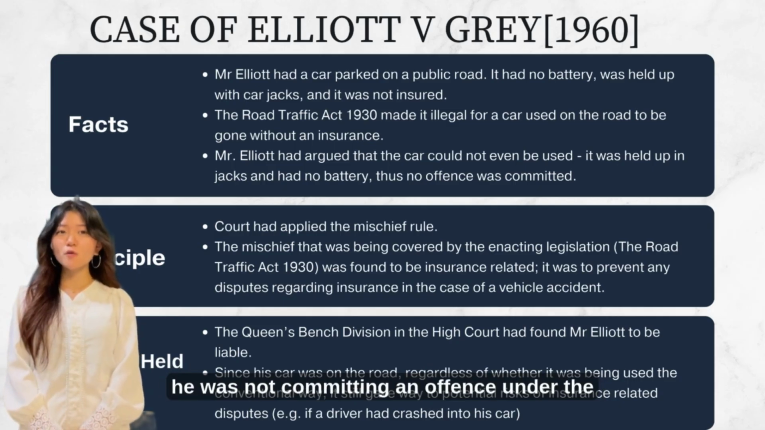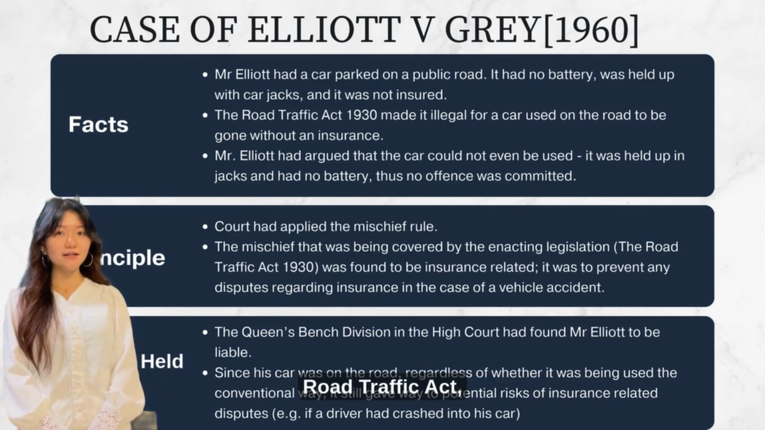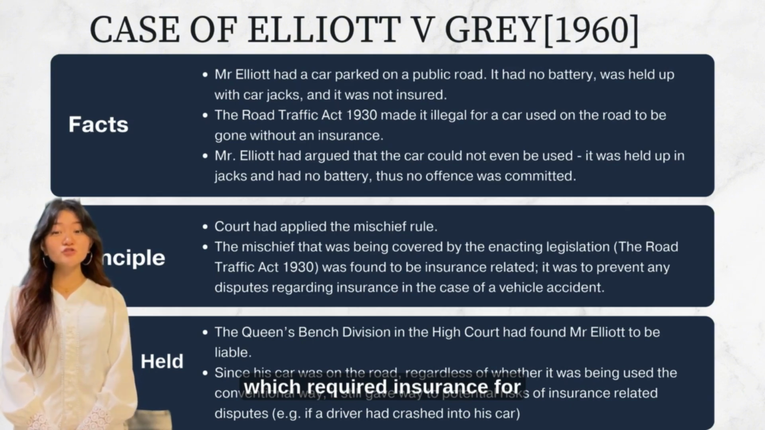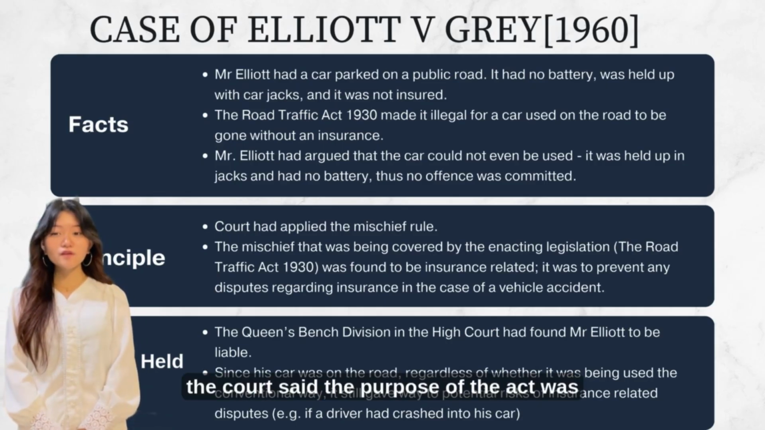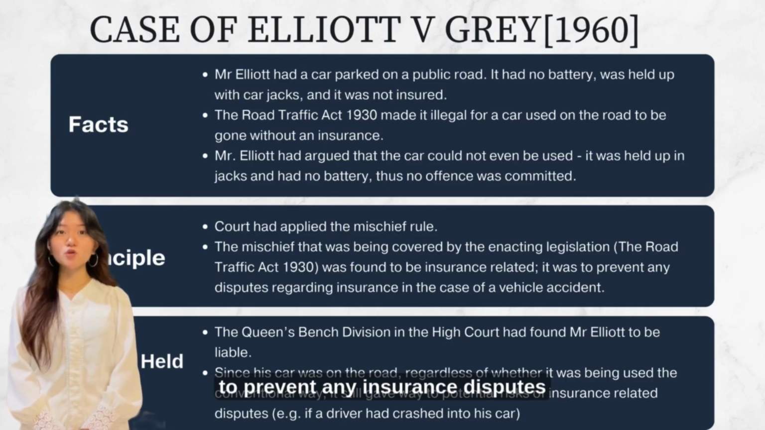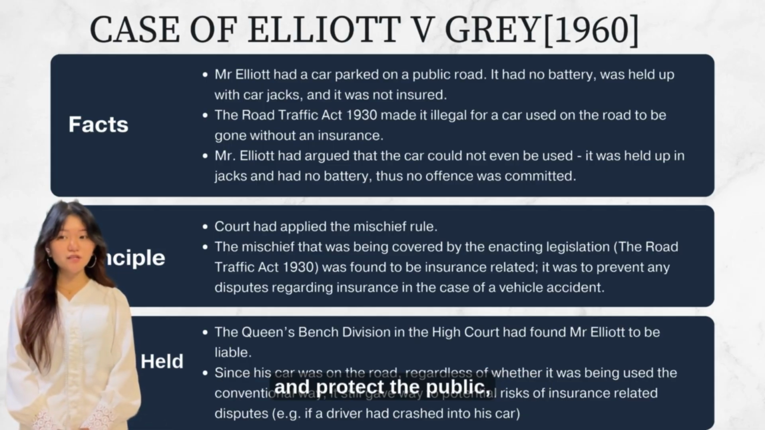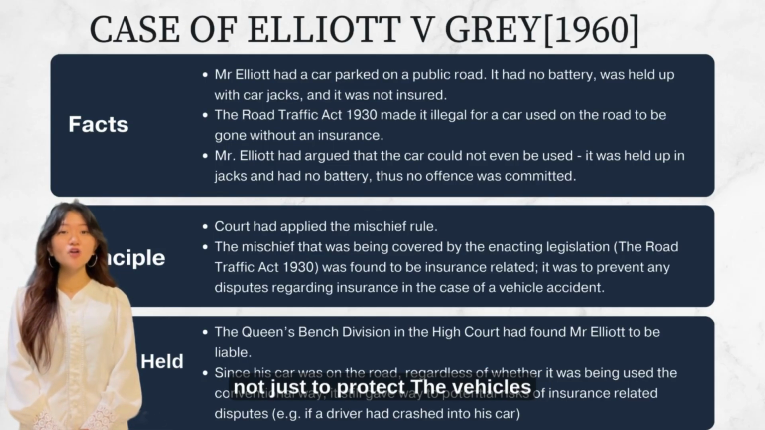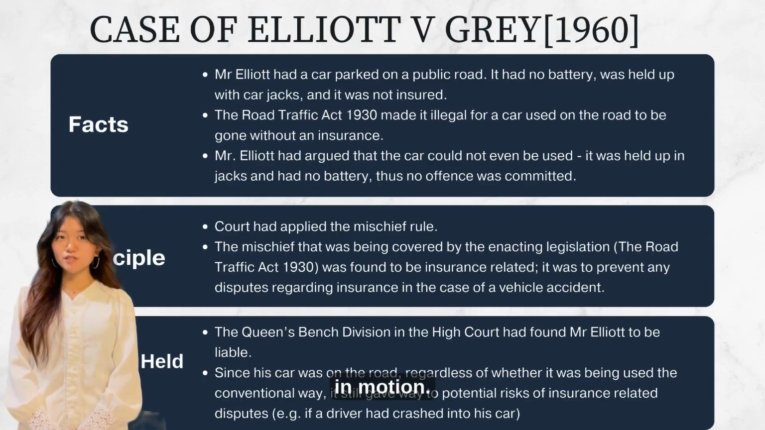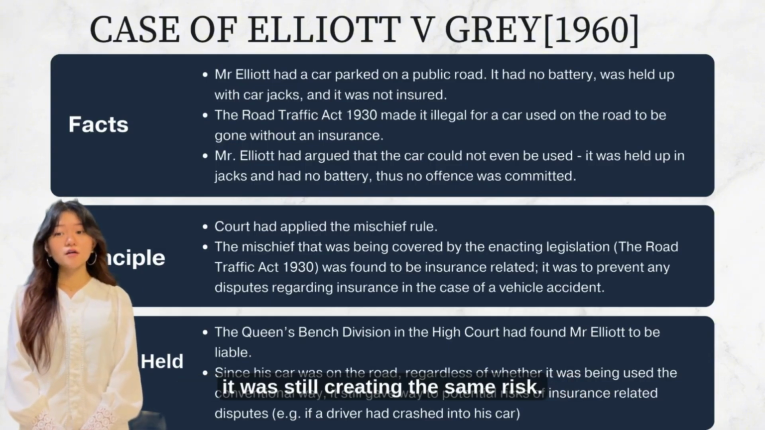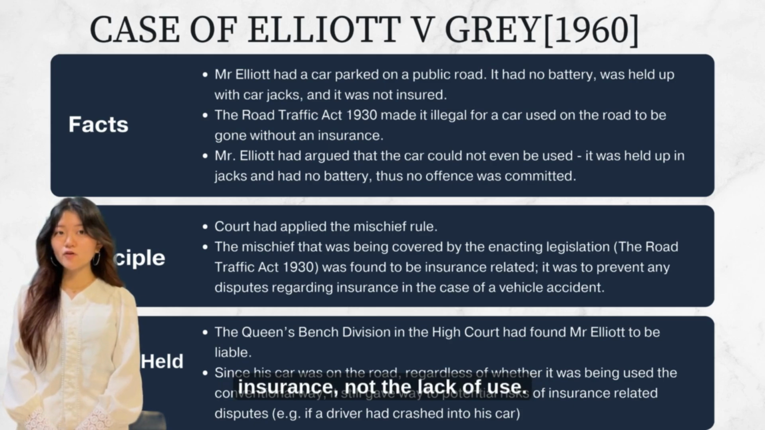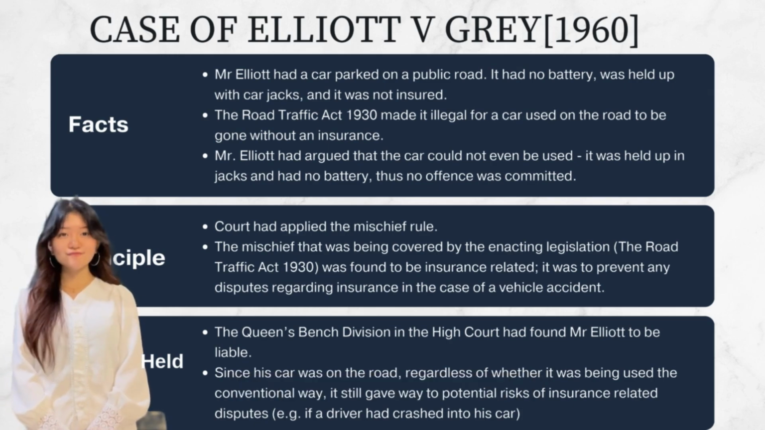Therefore, he was not committing an offense under the Road Traffic Act, which required insurance for cars used on the road. Using the mischief rule, the court said the purpose of the act was to prevent any insurance disputes and protect the public, not just to regulate vehicles in motion. So, even though the car was not drivable, it was still creating the same risk. The court found him liable, and the mischief was the lack of insurance, not the lack of use.